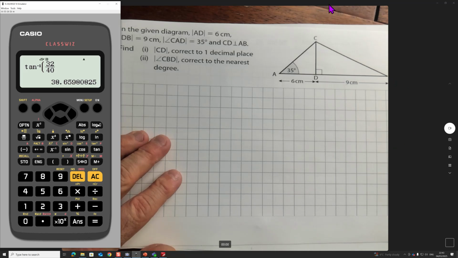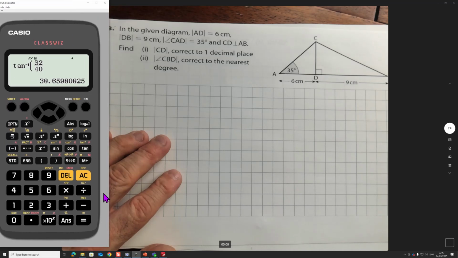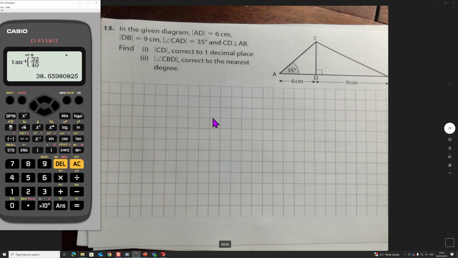There's so much space there, isn't there? Okay.